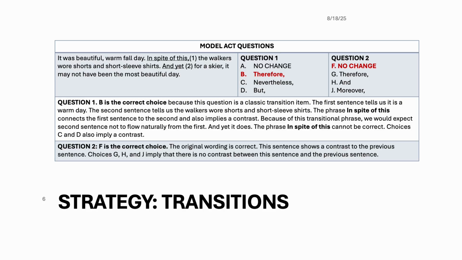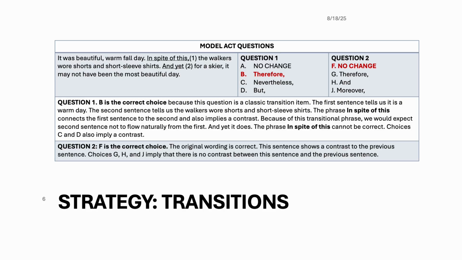B is the correct answer because this question is a classic transition item. The first sentence tells us it is a warm day. The second sentence tells us the walkers wore shorts and short-sleeved shirts. The phrase "in spite of this" connects the first sentence to the second and also implies a contrast. Because of this transitional phrase, we would expect the second sentence not to flow naturally from the first, and yet it does. The phrase "in spite of this" cannot be correct. Choices C and D also imply a contrast.